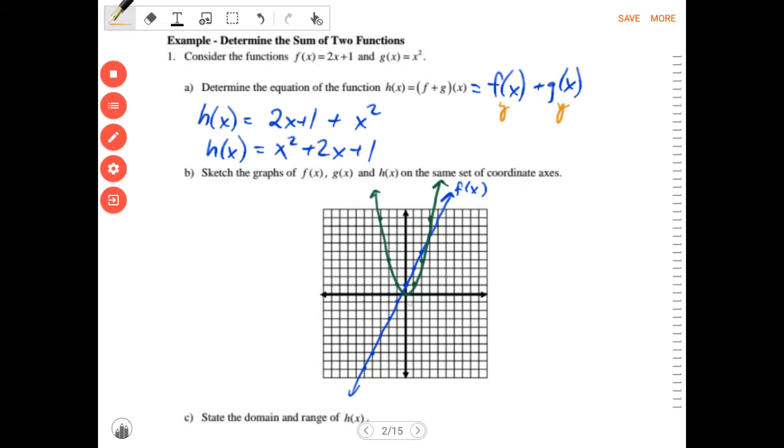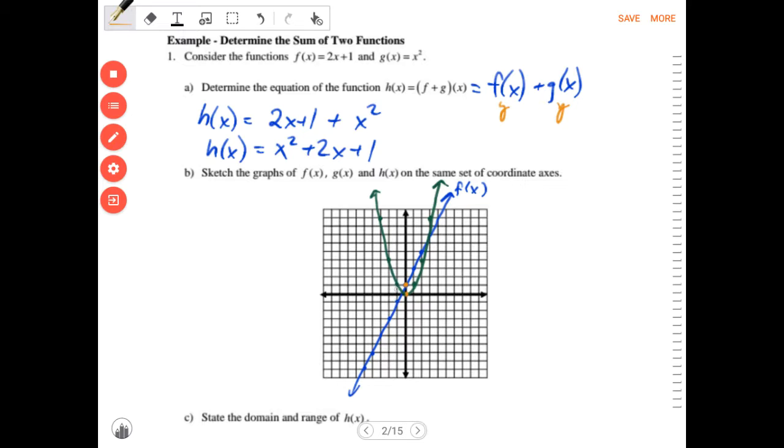Okay, let's see. Let's start right on the y-axis here. So look, this guy's point is 0. This guy's point is 1. When you add them together, you get 1. Okay, so this guy here is a point on the graph.